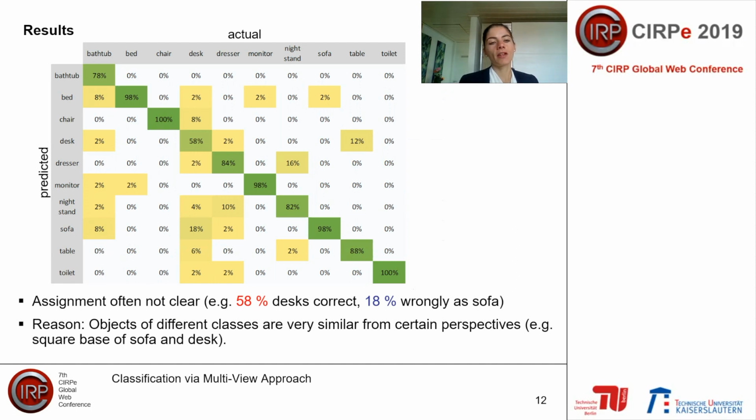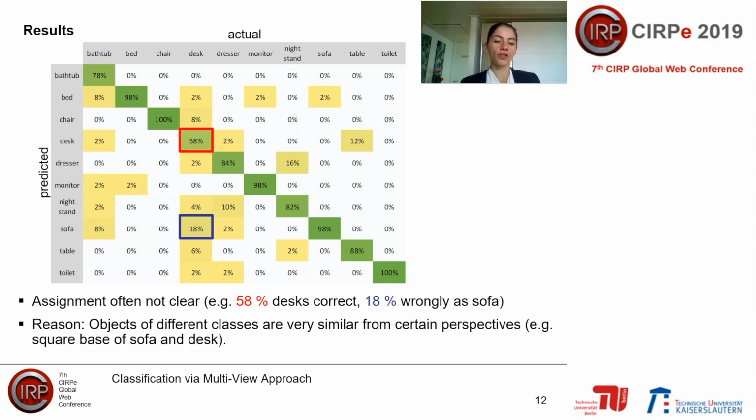So here on the picture, you can see the confusion matrix of our classification task. And as you can see, often the assignment is not clear, especially here in the class desk. Only 58% of desks were classified correctly, and for example, 18% were wrongly classified as sofa. So what is the reason for this?